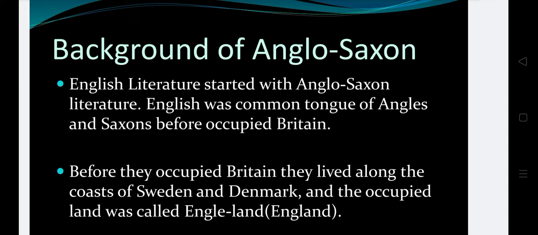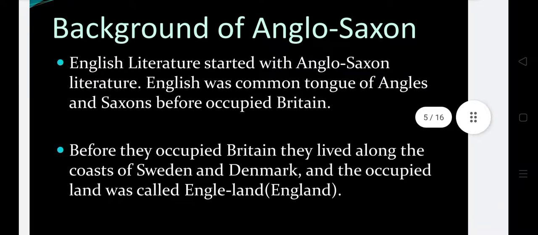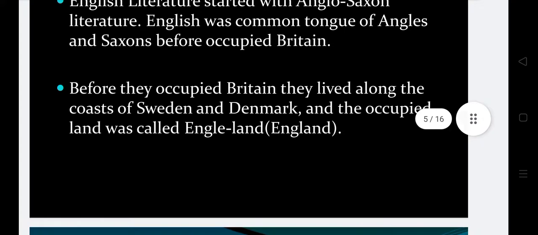Anglo-Saxon basically refers to a tribe of people, and basically these are three tribes: Angles, Saxons, and Jutes. English literature started with Anglo-Saxon literature, and before they occupied Britain, they lived along the coast of Sweden and Denmark, and occupied the land known as England, modern England.